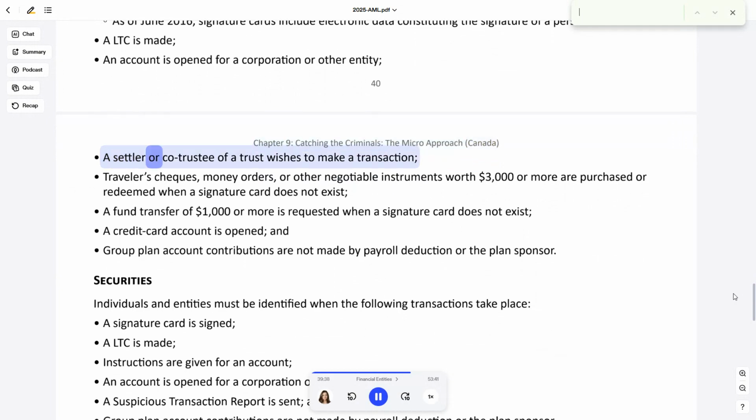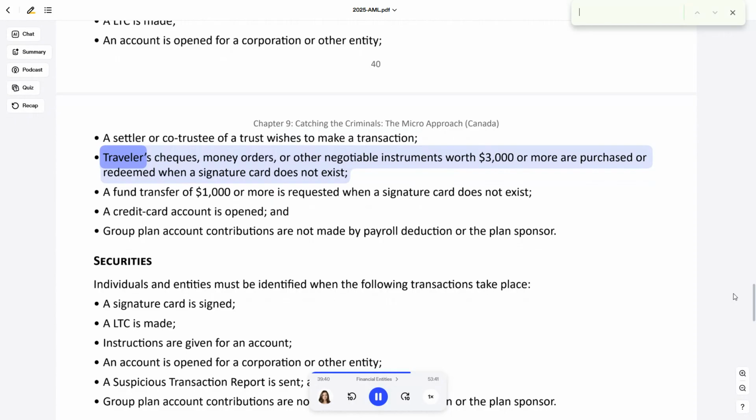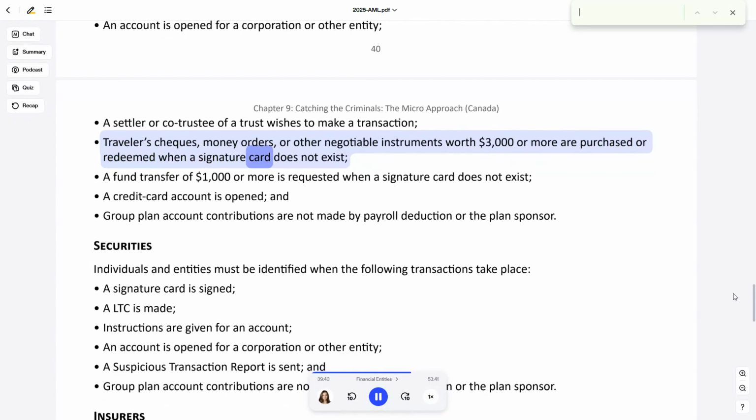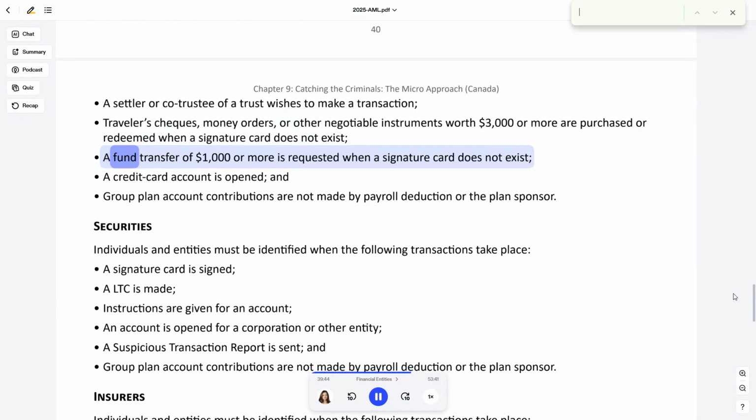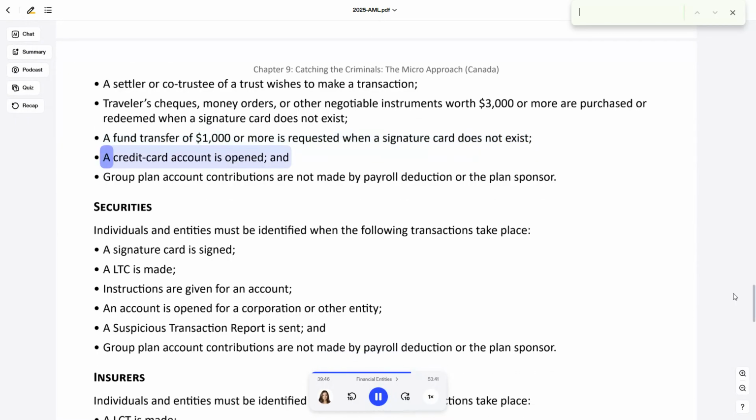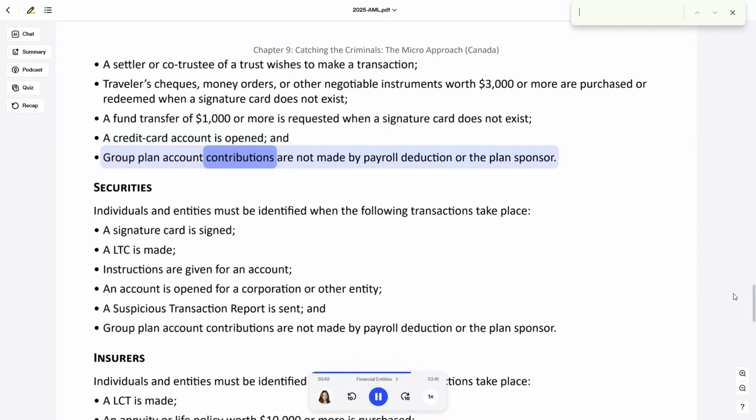A settlor or co-trustee of a trust wishes to make a transaction. Traveler's checks, money orders, or other negotiable instruments worth $3,000 or more are purchased or redeemed when a signature card does not exist. A fund transfer of $1,000 or more is requested when a signature card does not exist. A credit card account is opened, and group plan account contributions are not made by payroll deduction or the plan sponsor.